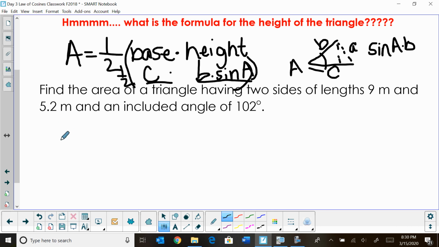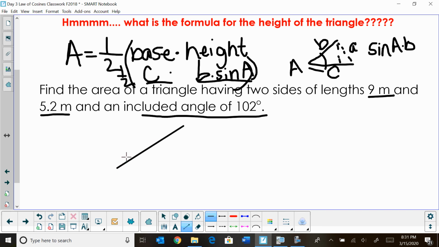Okay, we're going to use the sine formula to find the area of a triangle with two side lengths of 9 and 5.2 and an included angle of 102. So let's draw our picture here. We have an angle of 102. Well, 102 is an obtuse angle, so let's draw it a little bigger here.